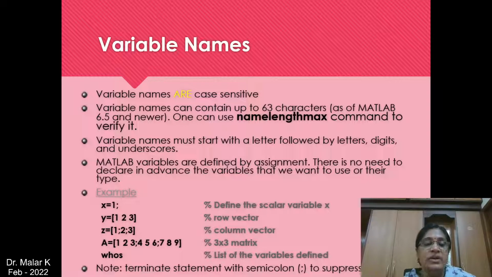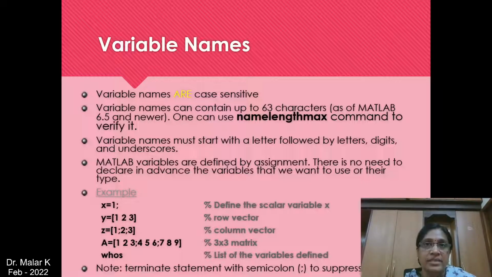Next, y is equal to [1 2 3]. This is a row vector. z is equal to [1;2;3], with semicolons, means a column vector: first row first element 1, second row first element 2, third row first element 3. That is the column vector.